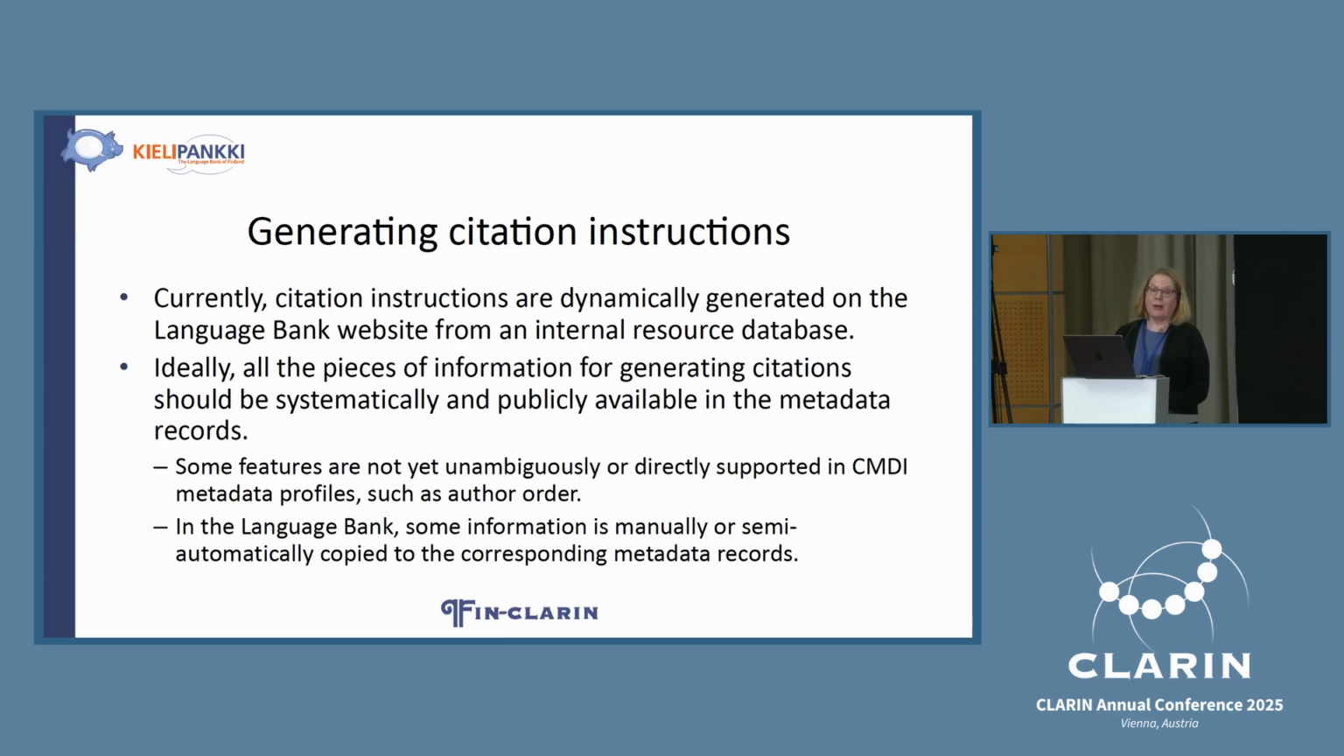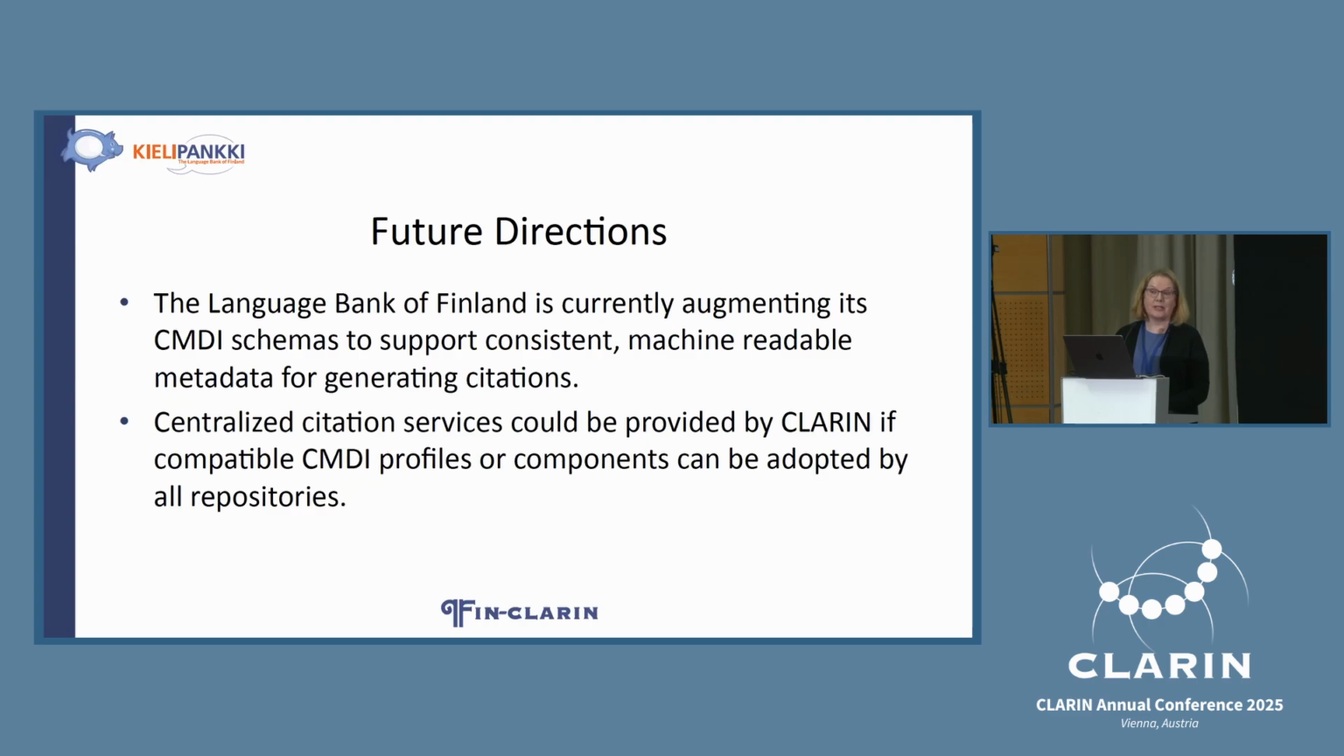So we are currently updating our SIMD schema so that it might offer places for this citation information, so it would be more accessible also to other repositories. So it would basically be possible if we all started using a common schema or some components in the SIMD profile that offer this information and started providing it, and we could all have these instructions in a uniform way.